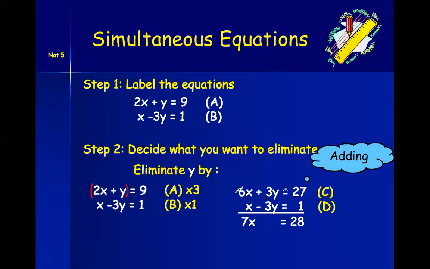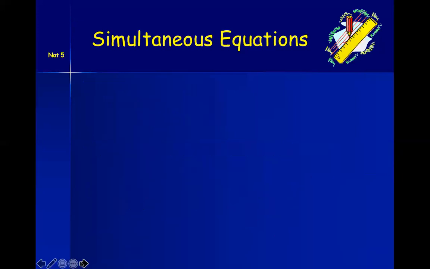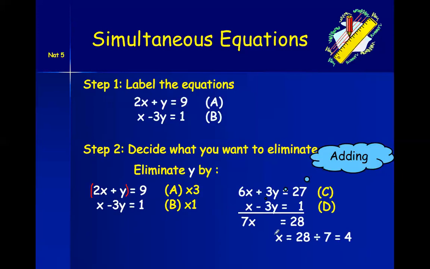So C plus D give me 6x plus x, that's 7x. The 3y minus 3y cancel each other. 27 plus 1 become 28. And now I've got x equal 28 divided by 7, which is 4. So I've managed to get x.